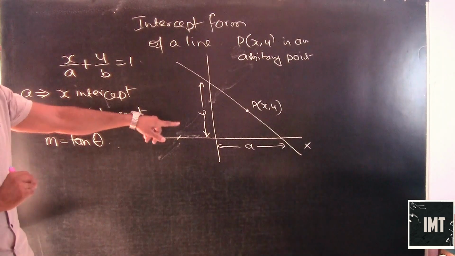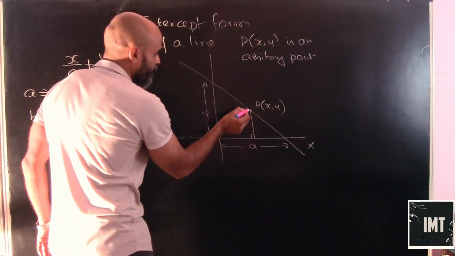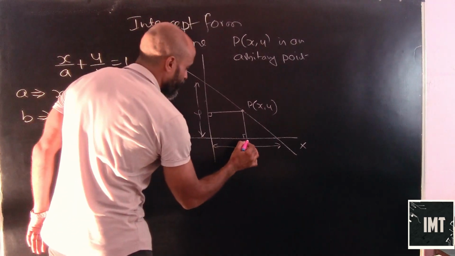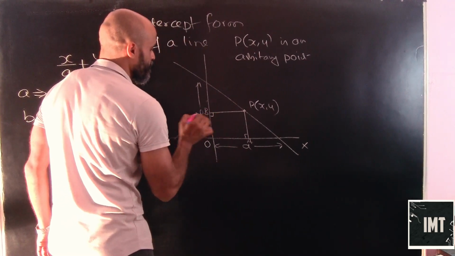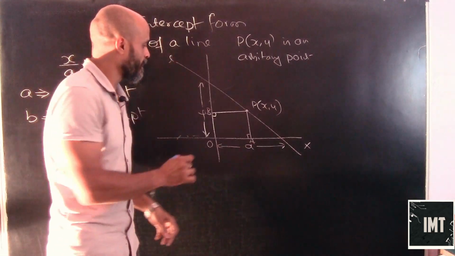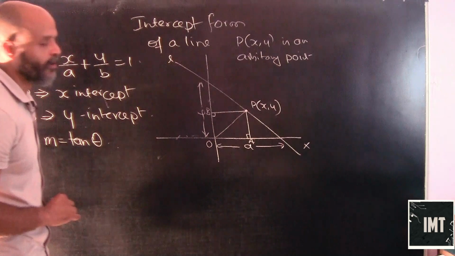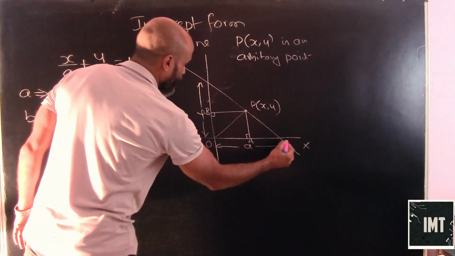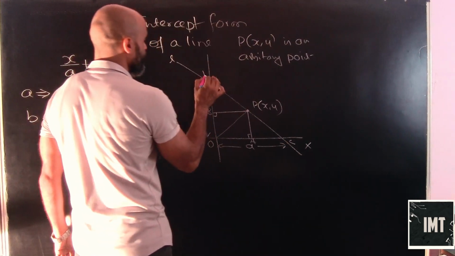So how will we do this? We drop a perpendicular from here and we also drop a perpendicular from here. Let's say this is O, this is A, and this is B, and let's say this is line L. Now let's join OP. We have named these points A and B, so let's name these as C and D.